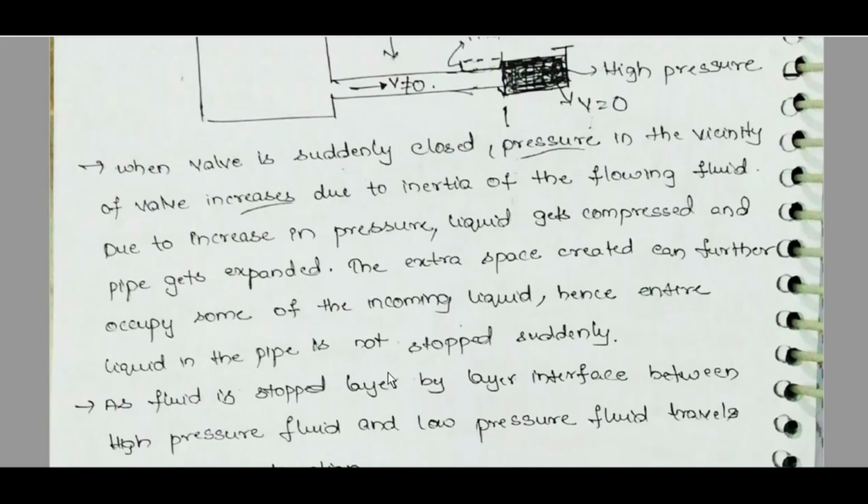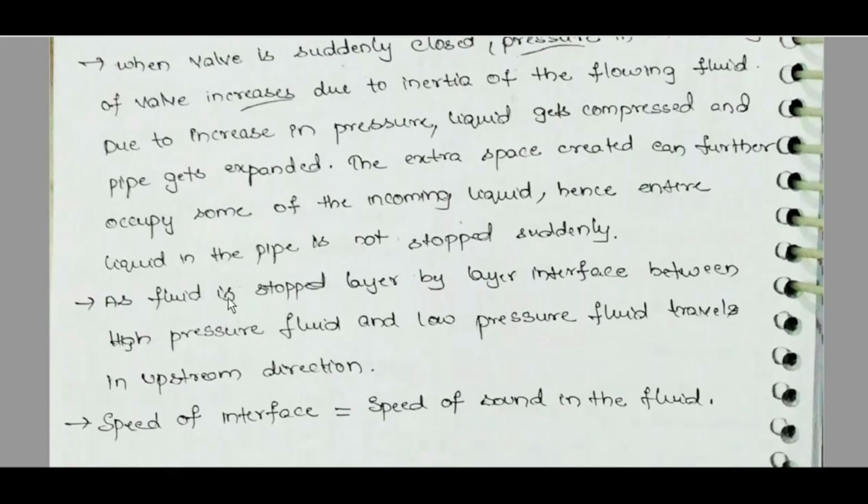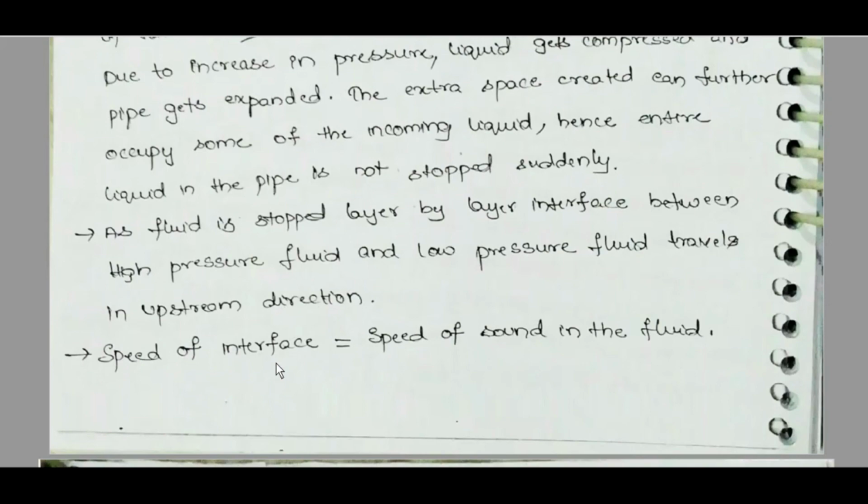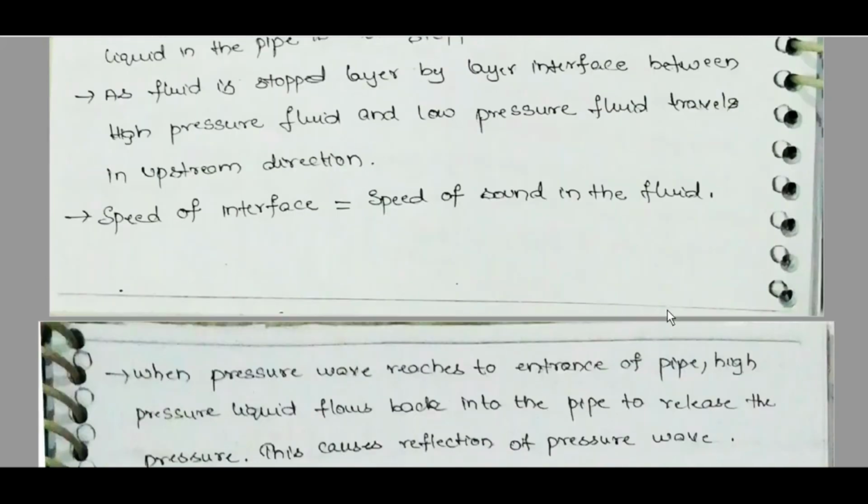The extra space created can further occupy some of the incoming liquid. Hence, the entire liquid in the pipe is not stopped suddenly. As fluid is stopped layer by layer, the interface between high pressure fluid and low pressure fluid travels upstream. The speed of the interface is equal to the speed of sound in the fluid.